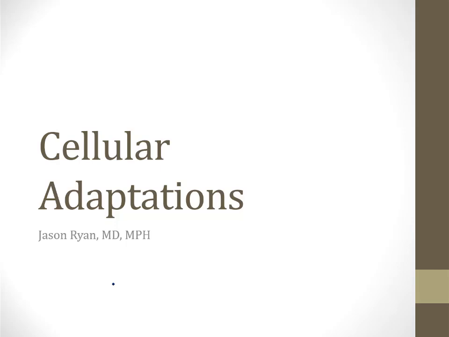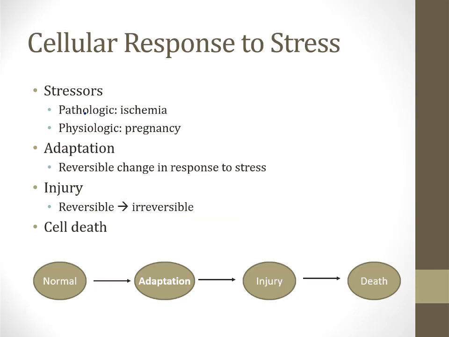Hello everyone and welcome to our module on cellular adaptations. The cells in our body are often exposed to a stressor. A stressor could be something pathologic like ischemia, or maybe heat, or maybe an infection, or a stressor could be something physiologic. For example, when a woman becomes pregnant, the baby begins to grow and that changes hemodynamics, that adds a new structure in the abdomen, so that's another example of a stressor, although it's not a disease state.